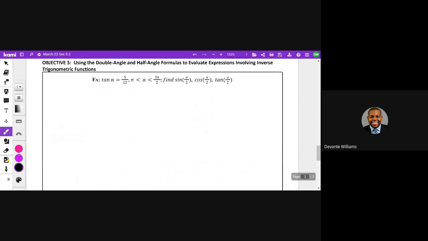The very last problem here. We've got the tangent of alpha equals 5 over 12 when alpha is between pi and 3 pi over 2. Think about your graph. What quadrant is this in? Pi to 3 pi over 2 should be in quadrant 3. All right, so let's graph our angle here in quadrant 3. We know the tangent of alpha is 5 over 12.